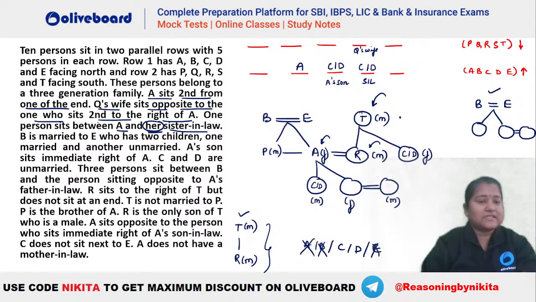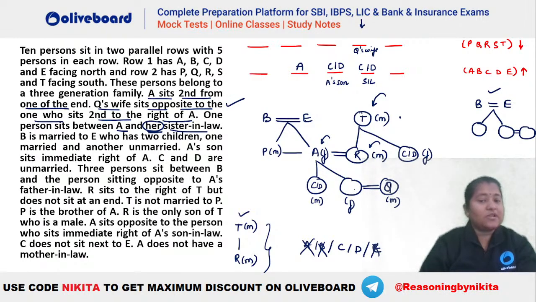अब आगे देखो what is given here. Q's wife. Okay, let's try this out. Q's wife sits opposite to the one who is second to the right of A. So that means we are talking about this person. Now, who can be Q's wife here? You can see only one possibility is there. That is, this is your Q, right? Because Q has a wife here.